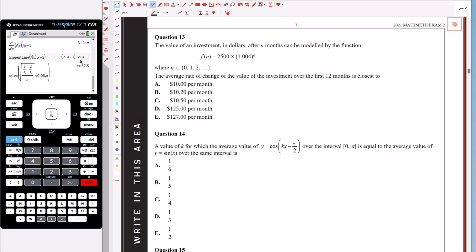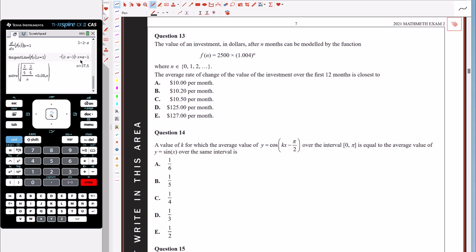Question 13. The value of an investment in dollars after n months can be modelled by this function, where n has to be a positive integer, or zero. The average rate of change for the value of the investment over the first 12 months is closest to. Okay, so n is in months, good.